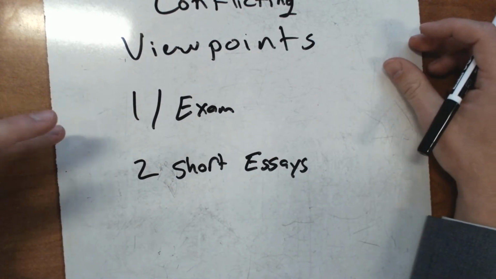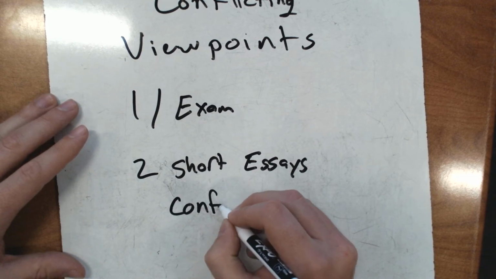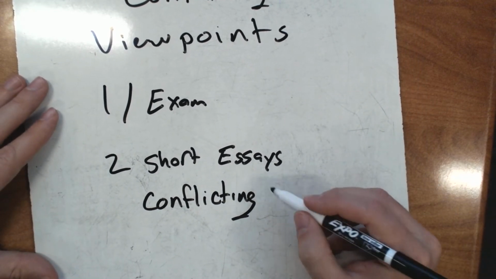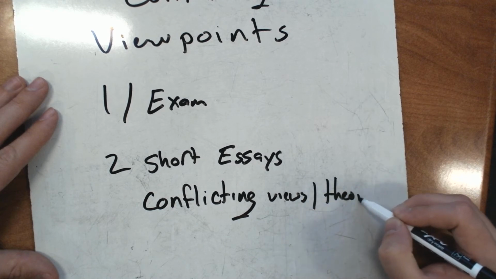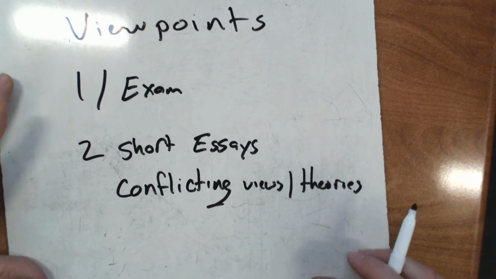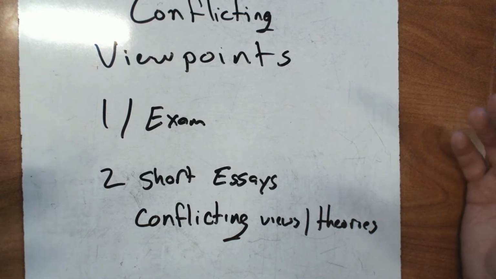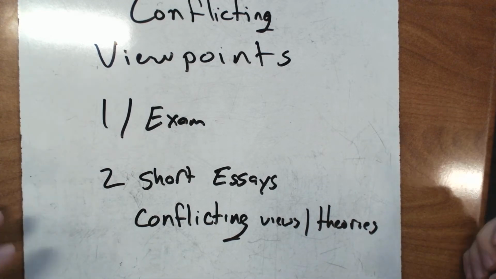This looks a whole lot like an English section. These two short essays have conflicting viewpoints, which is exactly why it's called the conflicting viewpoints section. They have different theories about why something is the way that it is. So we're looking at conflicting views and theories, and this is basically the science equivalent of an argumentative essay. You are going to be taking a look at two people's opinions on things and figuring out the difference between the two of them. So, let's take a look at an example.